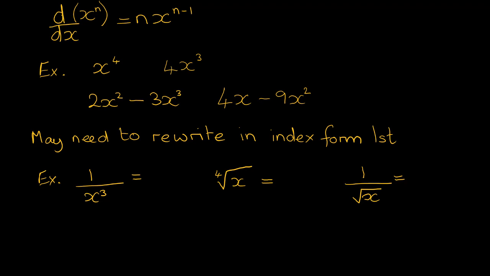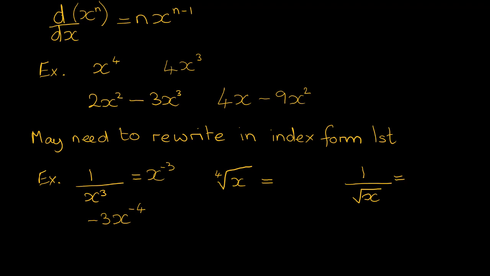Now what you may need to do is rewrite what you've been given in index form first so that you can use this rule more easily. So for example, here in the first one we've got 1 over x to the 3. Now in index form that would be x to the -3. And then if we're going to differentiate it, then we're going to multiply by -3. And we're going to take off 1 from the power, so that will now become -4.